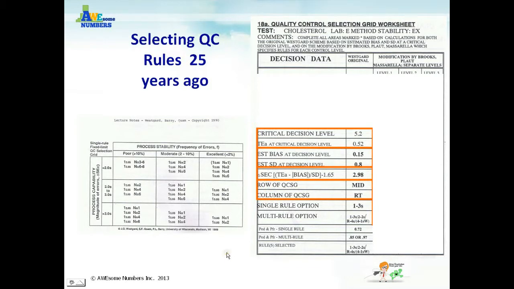You'd go to your QC selection grid. You would pick the middle row because your critical systematic error is between 2 and 3. You would pick the right-hand column because your method stability is excellent, and you would choose a 1-3s rule and for an N of 2. If you were working with the multi-rule options, these are the rules you would choose. You would then go and compare the probability of error detection and the probability of false rejection for each one of them and select your appropriate QC rule.